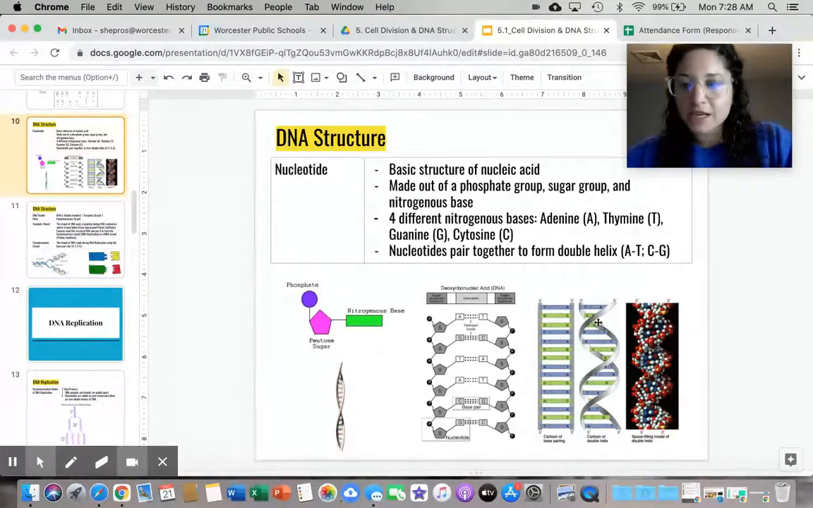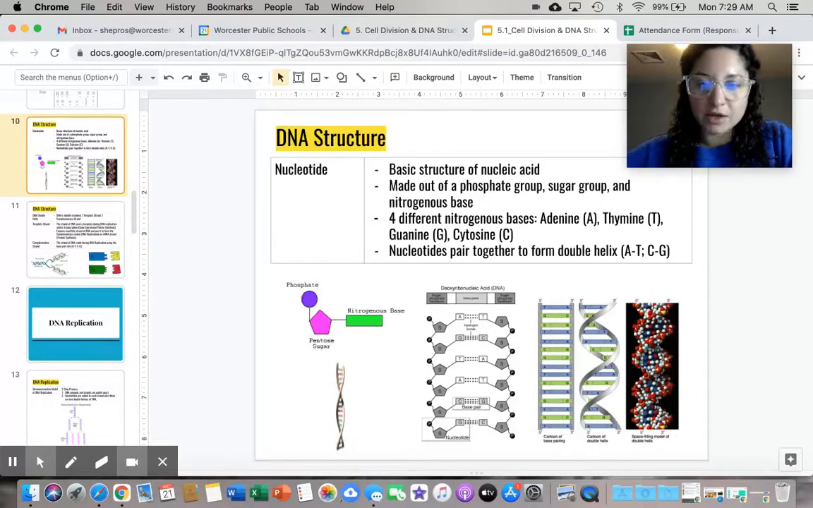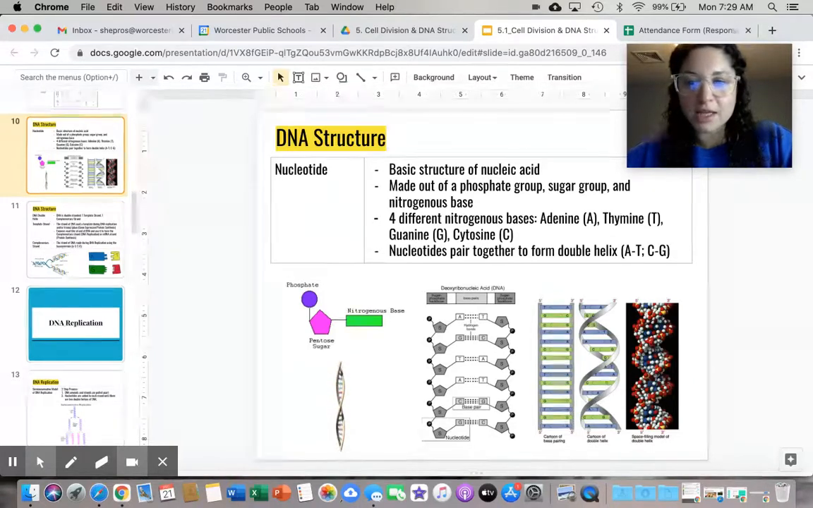So this is just another diagram to show what DNA looks like. Looking at this image right here, it kind of looks like a ladder. So the sides of the ladder are known as a sugar phosphate backbone, and then the rungs of the ladder are where the nitrogenous bases are located. And then we take our ladder, we twist it up into the double helix shape, and this is just another representation of what it might look like on the atomic level.